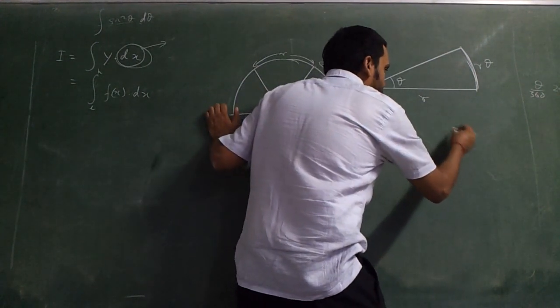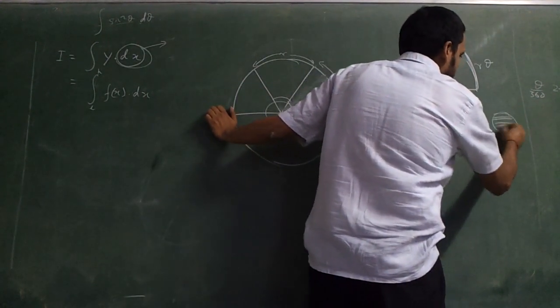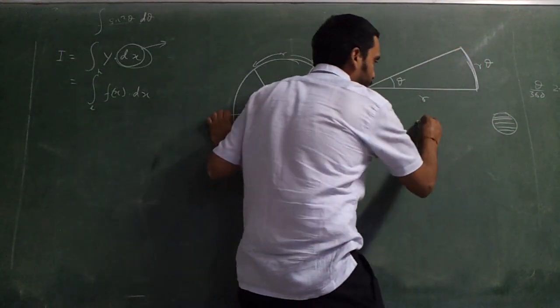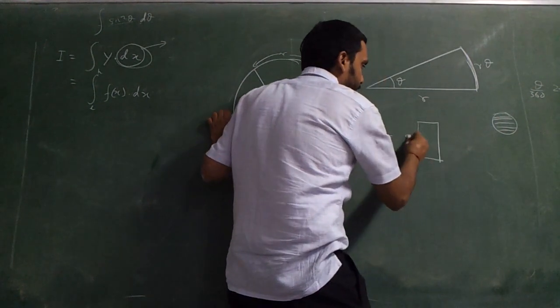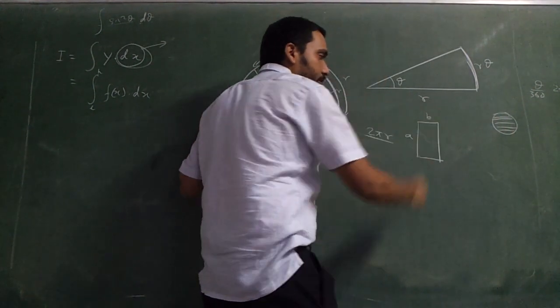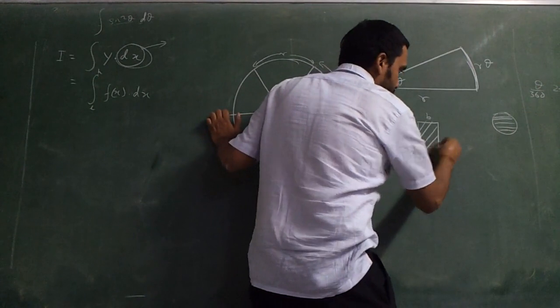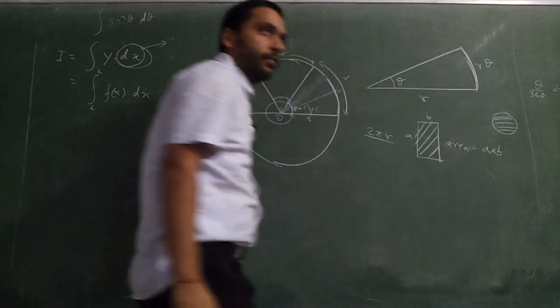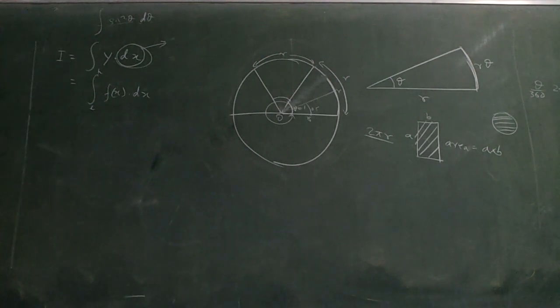We will derive the area of a circle. What we will use is a rectangle of length A and B. The area of this rectangle is A into B. This we have to use. We will not derive this, everybody knows that the rectangle area is A into B.